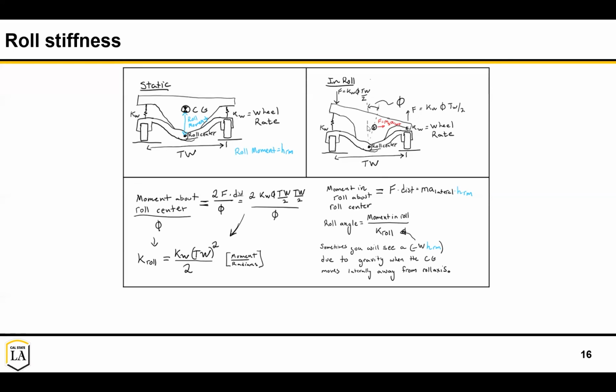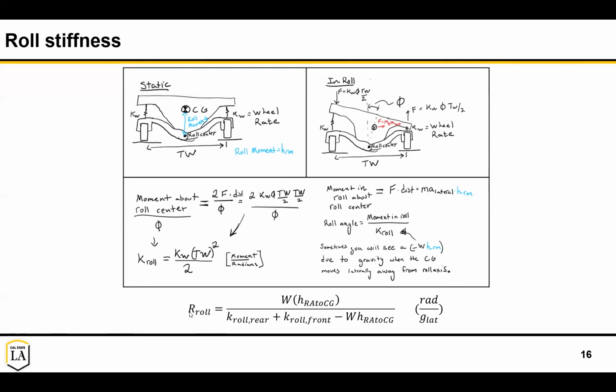And sometimes because this CG comes out from under the roll center, you'll see a term that will come in the denominator as a result of that. And so we had our roll stiffness. This is the roll angle. So you might want to make sure that you're not running out of tire travel with this roll angle, which you can multiply the roll angle by the track width over 2 to get how much your tire is moving.